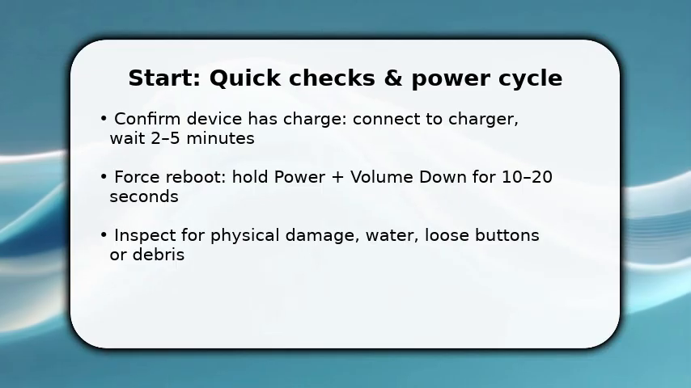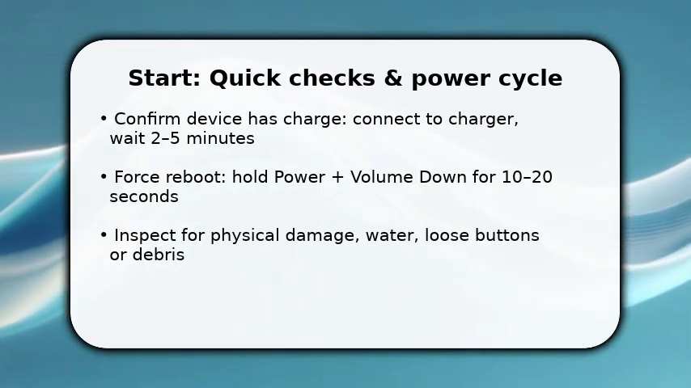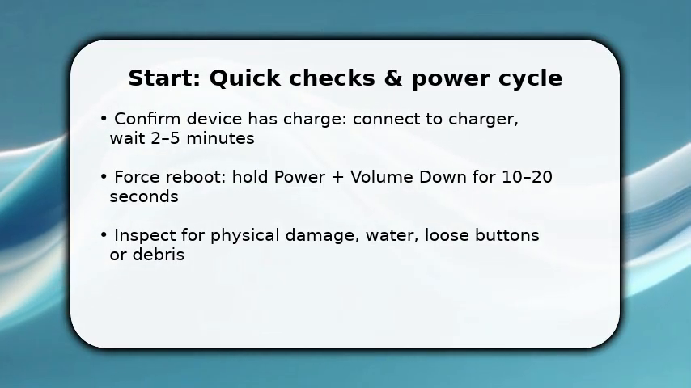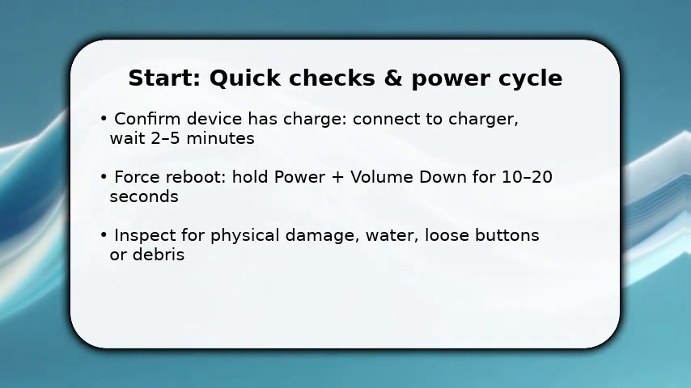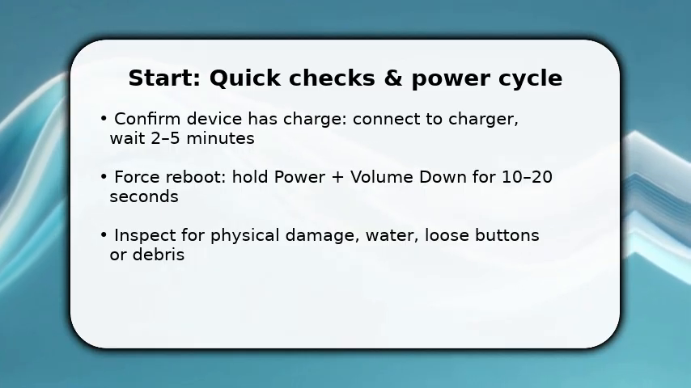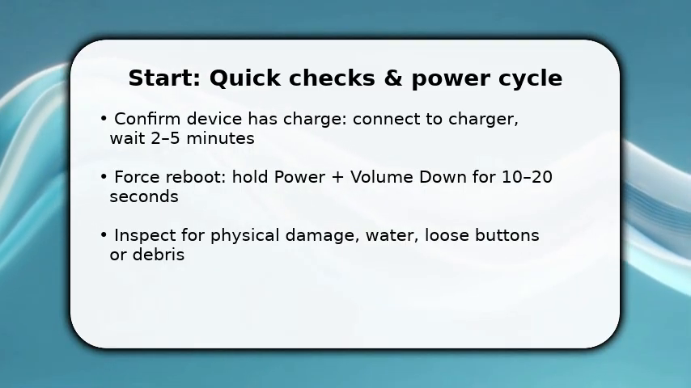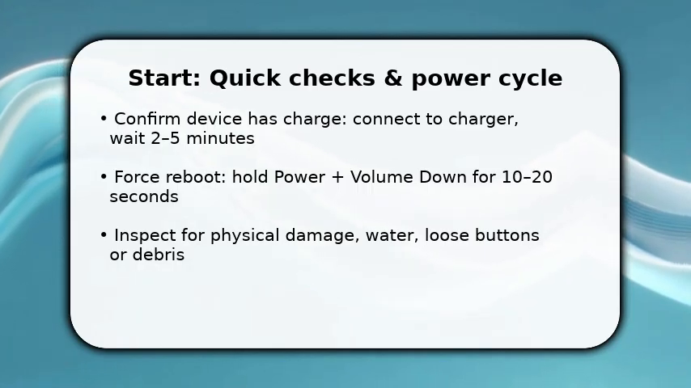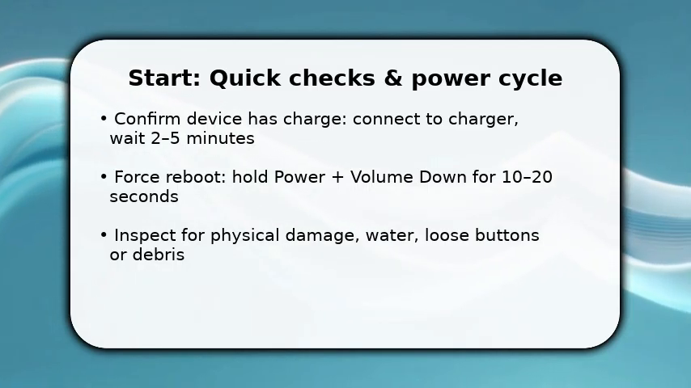You'll begin by confirming power and eliminating simple faults. Plug the phone into a known good charger and wait a few minutes so the battery can respond. This rules out a drained cell. Once done, perform a force reboot by holding power and volume down for about 10-20 seconds to clear transient crashes.